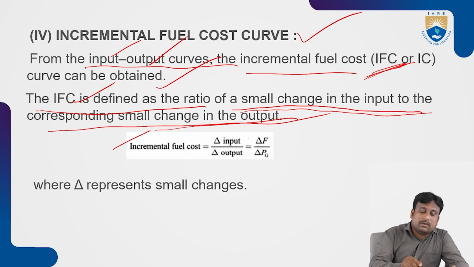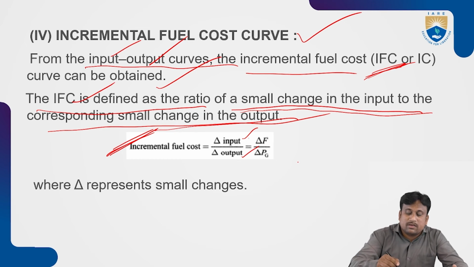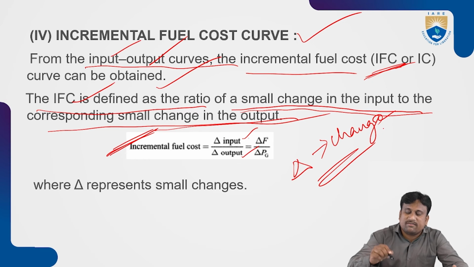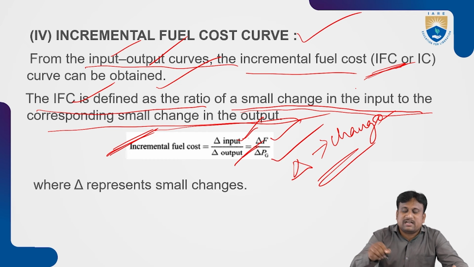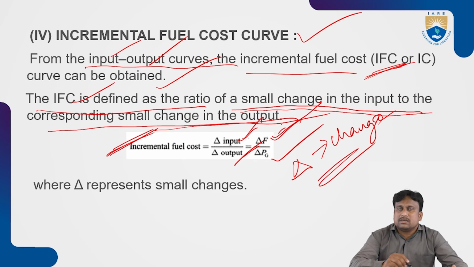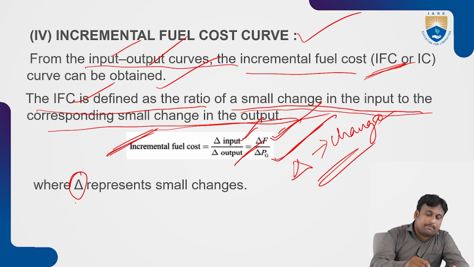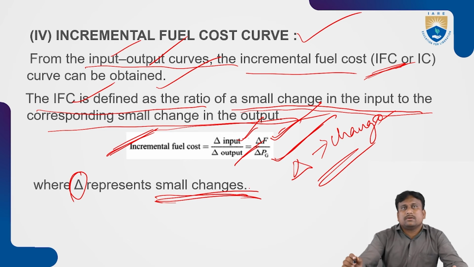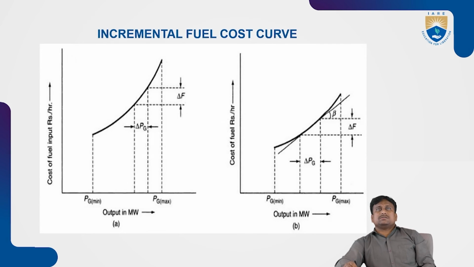When we express it as an equation, incremental fuel cost equals delta input to delta output, where delta is the term which expresses change. So delta input to delta output is delta F by delta Pg. Delta F is the input case, delta Pg is the output case. Here delta represents only a small change. So these are the incremental fuel cost curves.